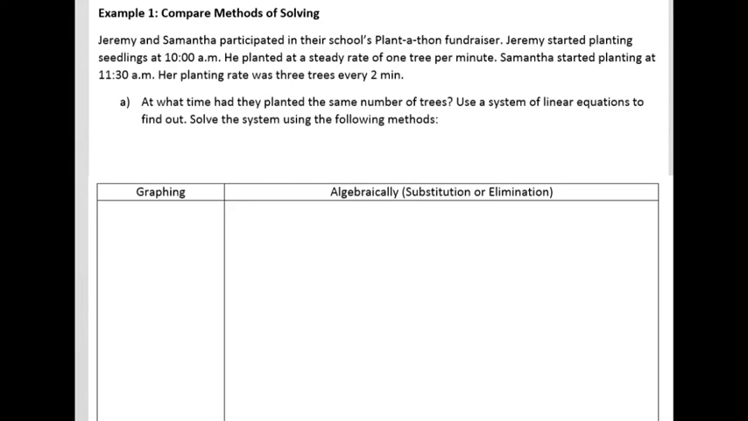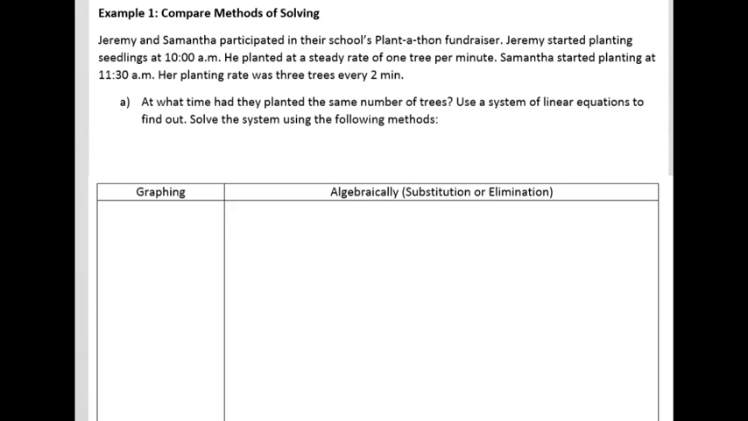Jeremy started planting seedlings at 10 in the morning. Jeremy plants 1 tree per minute. Samantha started planting at 11:30. Slacker. Why it took her an hour and a half later to start, we don't know. She was doing her hair. Her planting rate was 3 trees every 2 minutes.